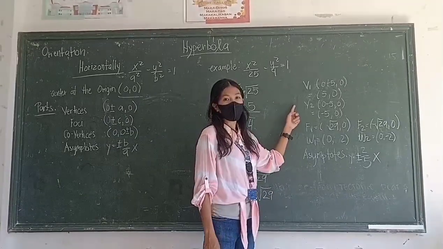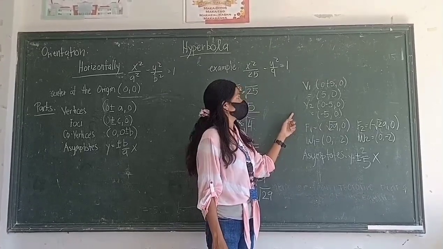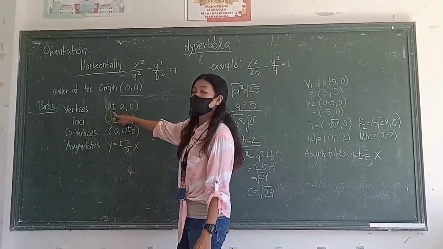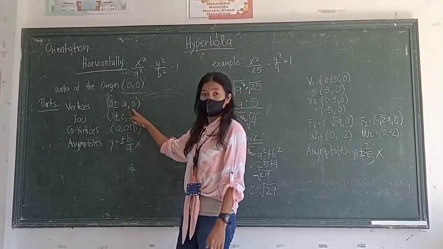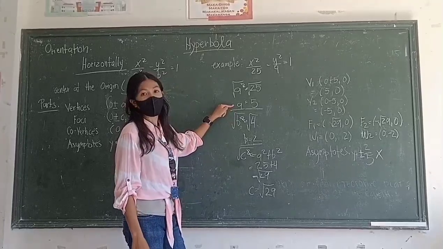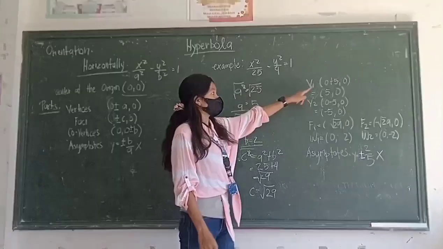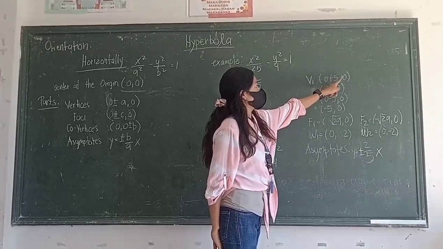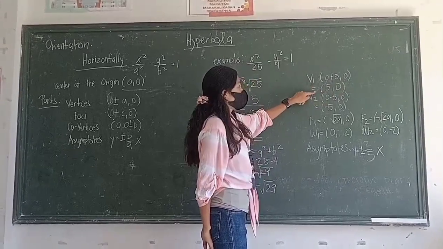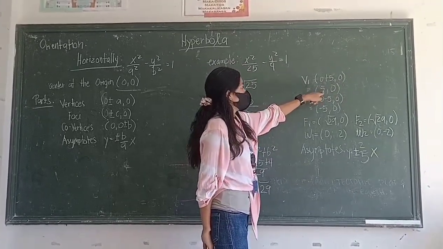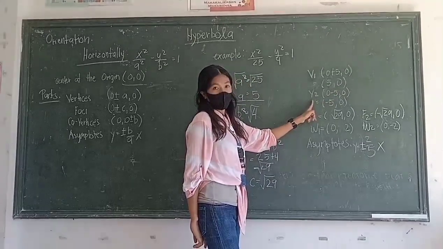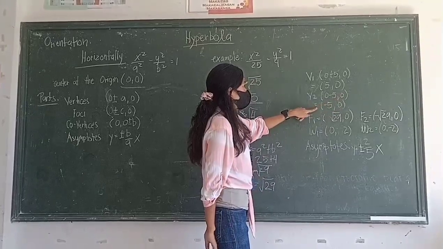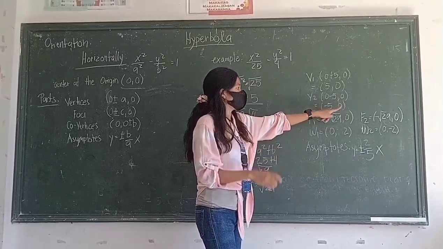To determine the parts of the hyperbola oriented horizontally, we should follow this. Vertices plus or minus a, and 0. The value of a is equal to 5. So we need to substitute. Vertex 1 is equal to 5 and 0. Vertex 2 is negative 5 and 0.